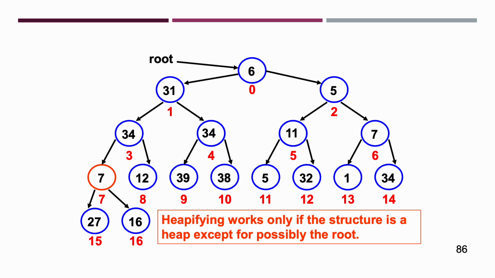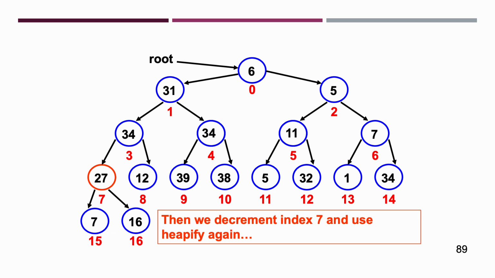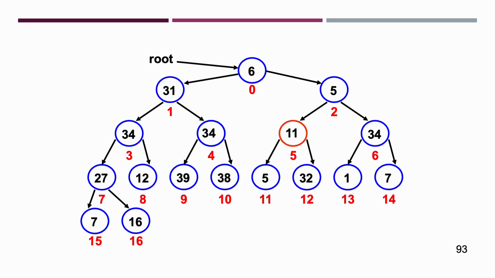So heapifying works only if the structure is a heap except for possibly the root. This is true for the structure rooted at index 7, so we can use heapify on it. Then we decrement index 7 and use heapify again. This process continues until we heapify at the root.